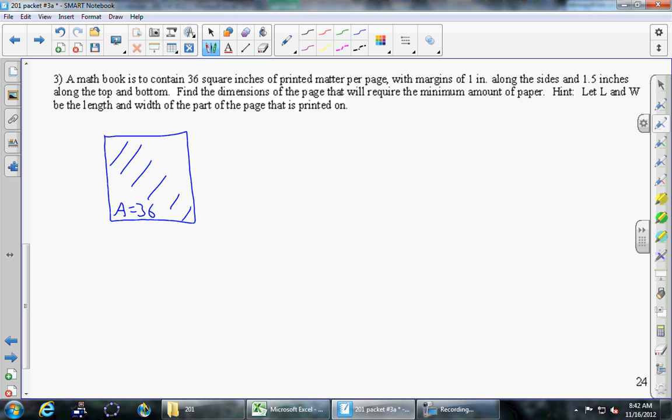But then we've got some borders where we're not allowed to put any type, any print, and it says it's 1 inch on the sides and 1.5 inches on the top. So I'm going to draw it up here and around. And it's a little bit narrower on the sides than it is on the top and the bottom. And so we'll just make a note that this piece right here from there to there is how much? That's 1 inch. So 1 inch on each side. And then top and bottom is 1.5.